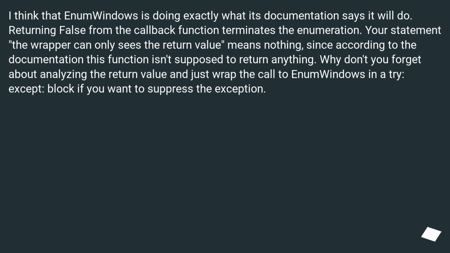I think that EnumWindows is doing exactly what its documentation says it will do. Returning false from the callback function terminates the enumeration. Your statement the wrapper can only see the return value means nothing, since according to the documentation this function isn't supposed to return anything. Why don't you forget about analyzing the return value and just wrap the call to EnumWindows in a try, except, block if you want to suppress the exception.